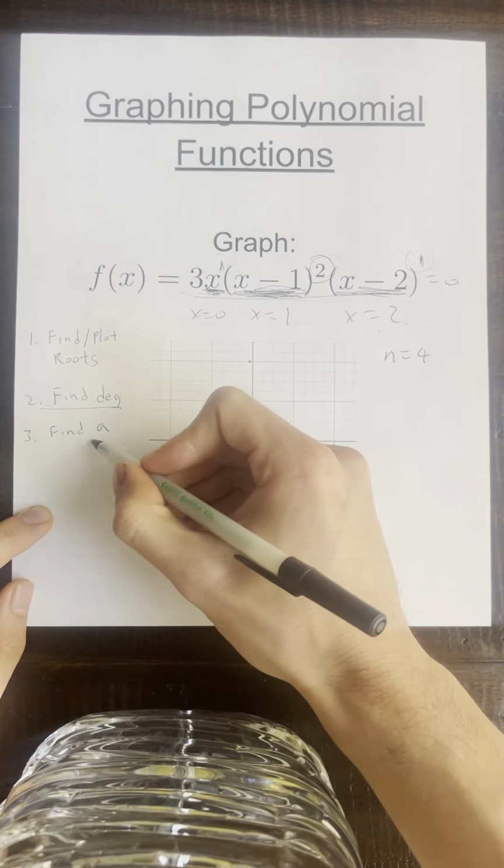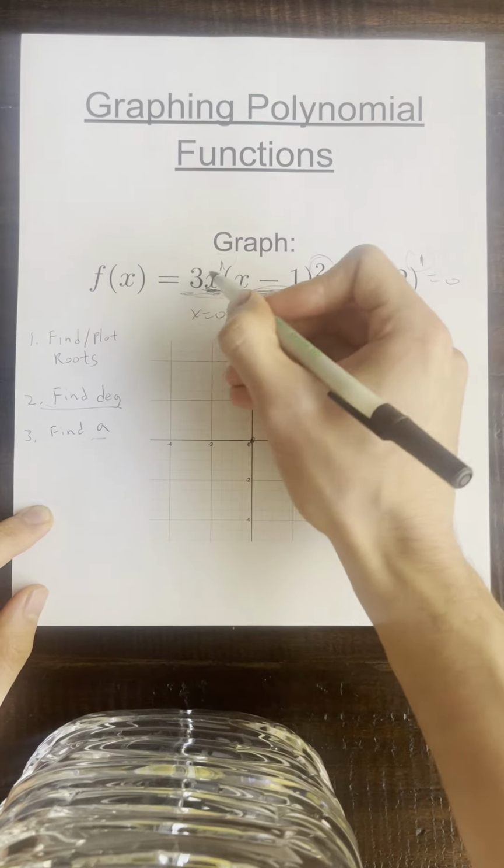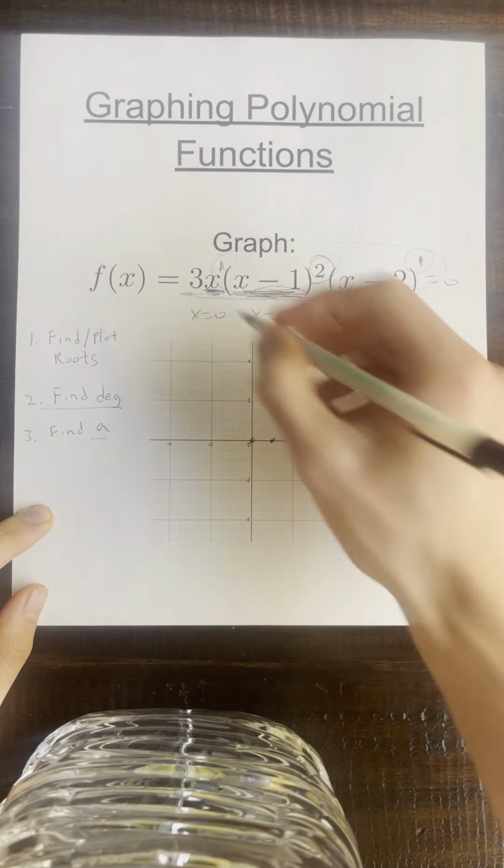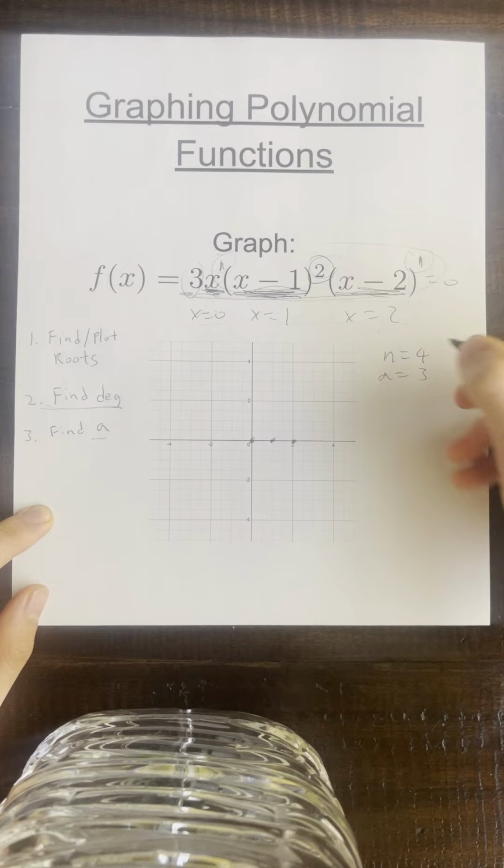Our third step would be to find a. So the number in front of all of these factors, which is how much? It's 3. So I'm going to write a is equal to 3.